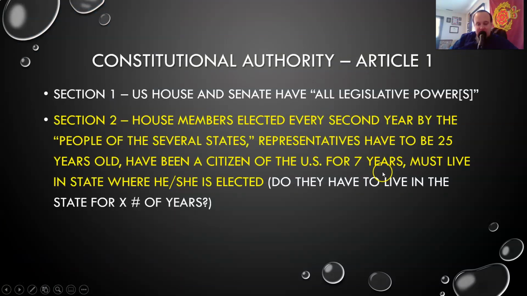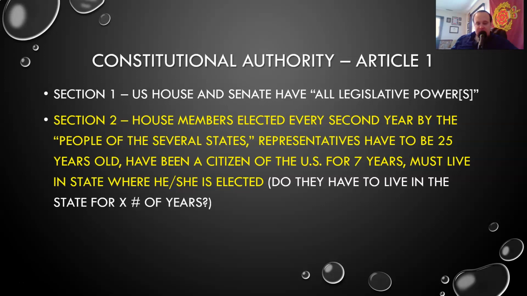So Congress, as I said, is set up in Article 1. It gets its authority from Article 1 in the U.S. Constitution. The U.S. House and the U.S. Senate have all legislative powers. When we get to the presidency, we'll find that the president has all executive power. When we get to the courts, the Supreme Court and inferior courts have all judicial power.